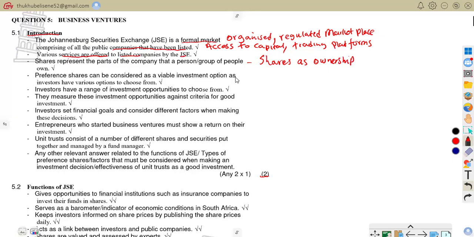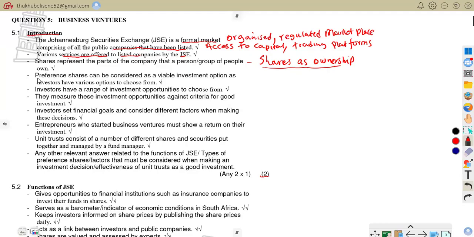We're talking about shares as ownership, where shares represent the parts of the company that a person or group of people own. A share represents a portion of ownership in a company, giving the holder rights to profits or dividends. That's what this point describes.